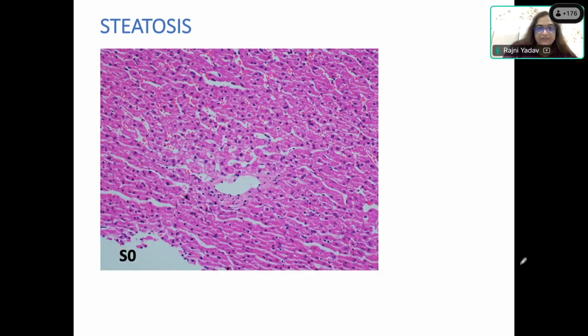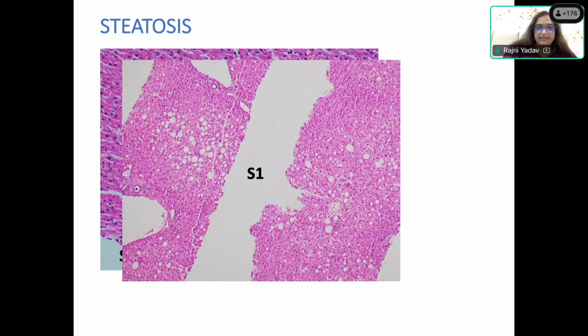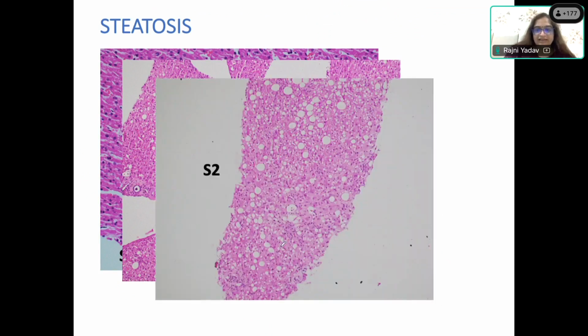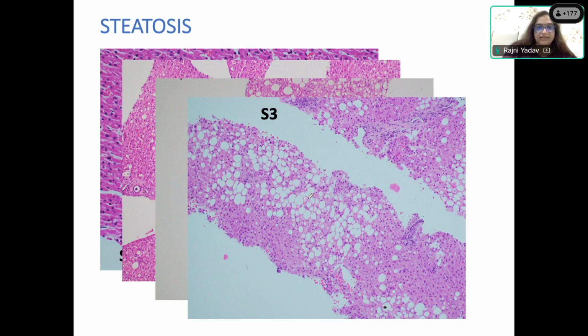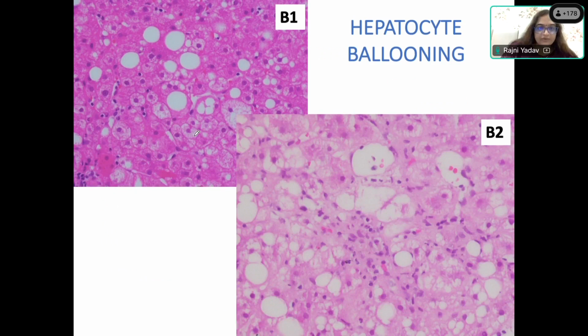So these are the examples. See, no fat, so that's S0. Now you have like 1/3 fat, that is S1. If you have 2/3 fat, that's S2. And this is having more than 2/3. See, the uninvolved areas are lesser. So it's more than 2/3, so it's S3. Then here we can see these ballooned hepatocytes, they are fewer. But here, most of the hepatocytes are ballooned.